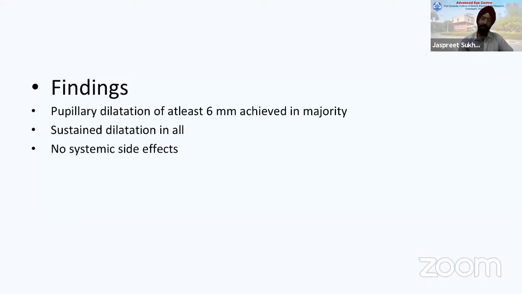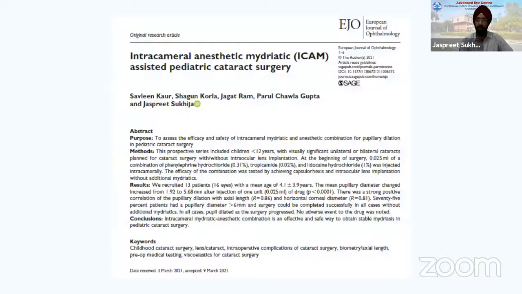Basically what we saw was that we had a pupil size of at least 6 millimeters achieved in the majority, and it was sustained. The important part is that it's sustained. There were no systemic side effects. This was a good paper, which was published in the European Journal of Ophthalmology, by my faculty colleague here, Dr. Savleen, who will be talking about this.